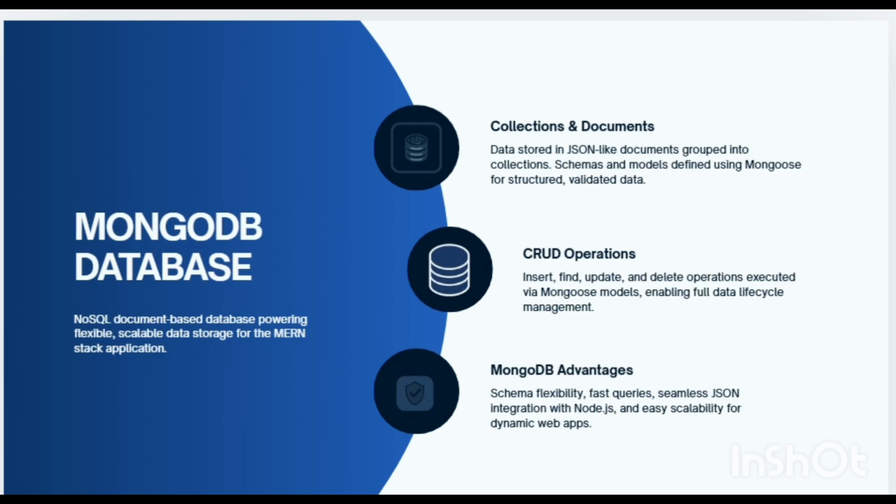Coming to the MongoDB database part, NoSQL document-based database powering flexible and scalable data storage for the MERN stack application. So it first of all consists of collections and documents. The data is stored in JSON-like documents grouped into collections, with schemas and models defined using Mongoose for structured and validated data.